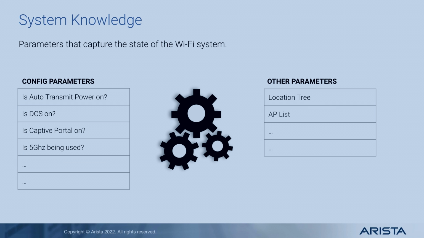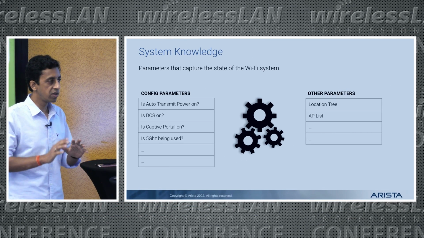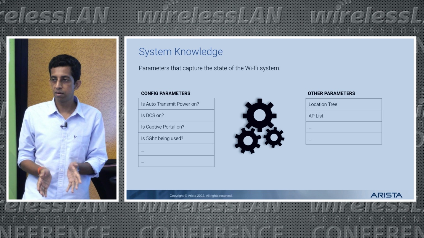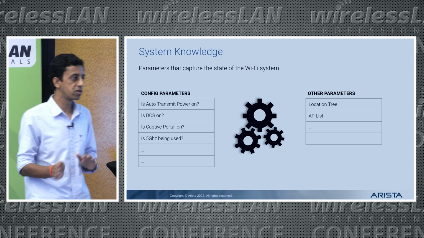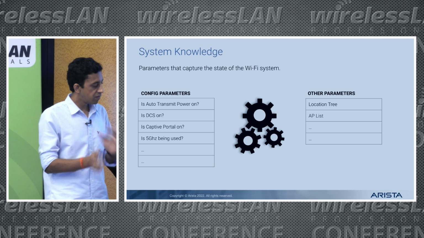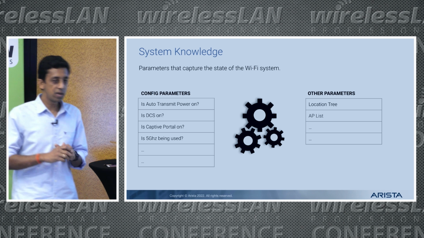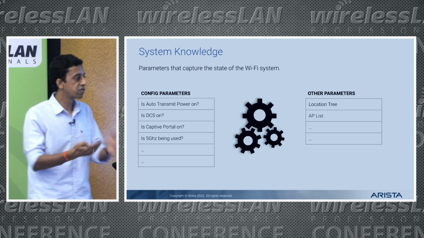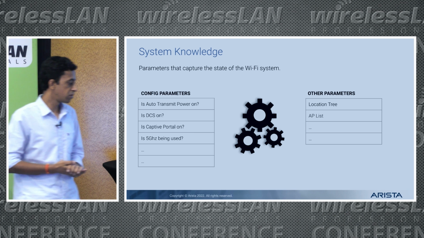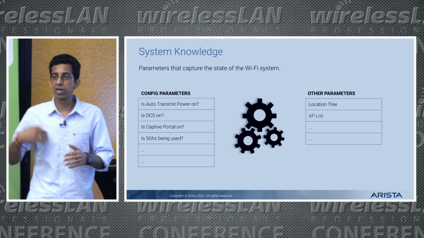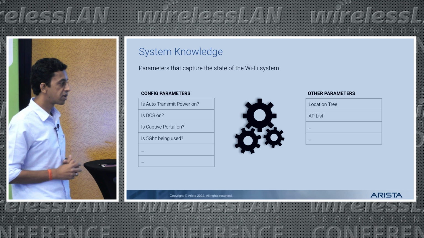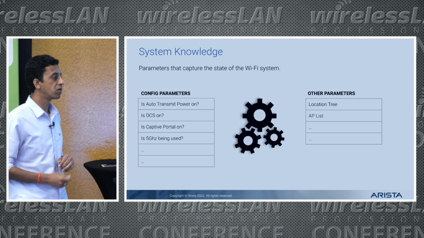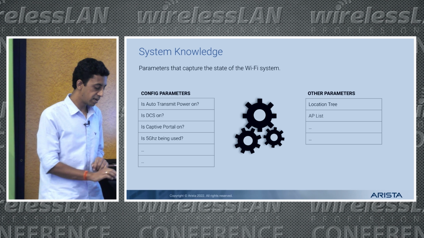Talking about system knowledge, this is also important because you need to know how the system is configured. Even if you're using the same vendor, the configuration for different locations can be very different from each other. So that has to be taken into account when you are doing RCA, right? For example, if DCS is on or auto transmit power is on or not, all those things are important to understand. And this really becomes important when you're recommending. So if you find a root cause and you say, okay, turn on auto transmit power, you need to know whether it's already on or not. There's no point in recommending that if it's already on.